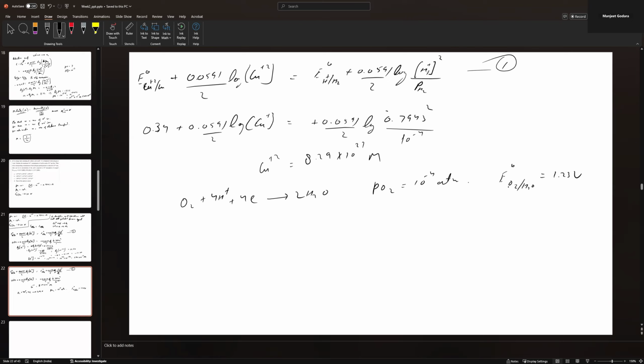Again, the left hand side remains the same. That's what we are trying to find, the copper ion concentration. The right hand side becomes a little different. In this case, the standard reduction potential is 1.23 plus 0.0591 divided by 4 this time, since 4 electrons are transferred, log of H+ ion to the power 4 multiplied by the partial pressure of O2.